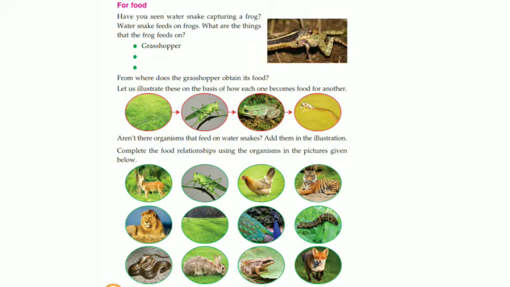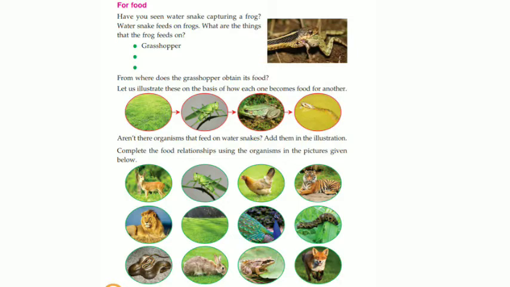Next, food. Have you seen a water snake capturing a frog? A water snake feeds on frogs. What are the things that the frog feeds on? Grasshopper, insects. From where does the grasshopper obtain its food? The grasshopper obtains its food from grass.